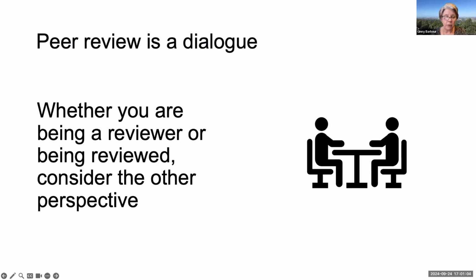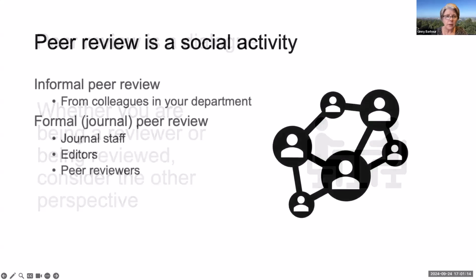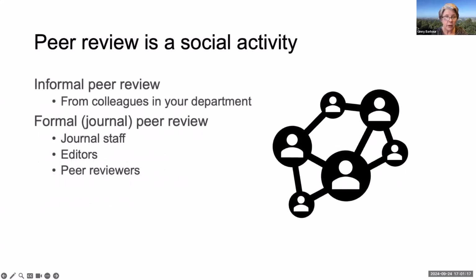It's a rare peer reviewer that's never been an author. And most authors at some point in their life will probably get asked to do a peer review. So I also think it's quite a social activity. I divide it into two types of peer review. There's the informal thing that happens when you talk about it amongst your colleagues while you're writing the paper, or with colleagues who are involved in the same area of research, but not necessarily on that paper. And then there's the more formal peer review, which we often talk about, which is at the journals, and that involves journal staff, the editors, and the peer reviewers.